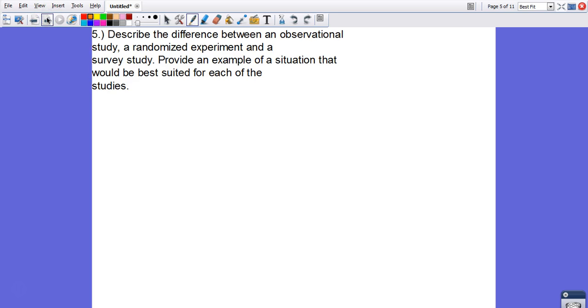Describe the difference between an observational study, a randomized experiment, and a survey study. Provide an example of a situation that would be best suited for each activity. We've done a lot of this in class, and since every single person's answer is going to be different, I'm going to let you take this, but please ask me any questions before the test or come see me before, not before school, but like at lunch or after school before the test if you have questions.